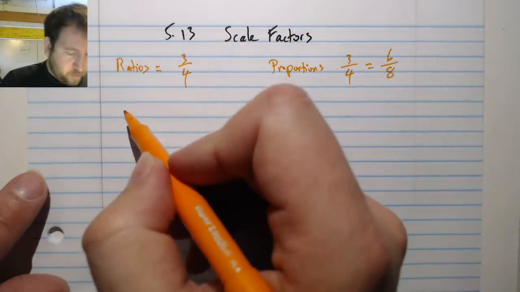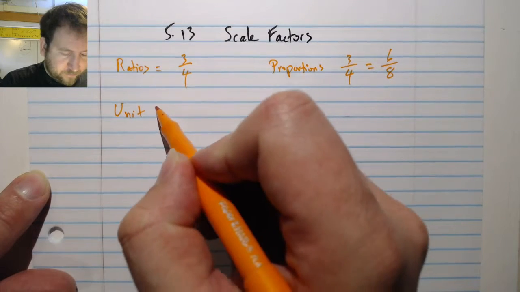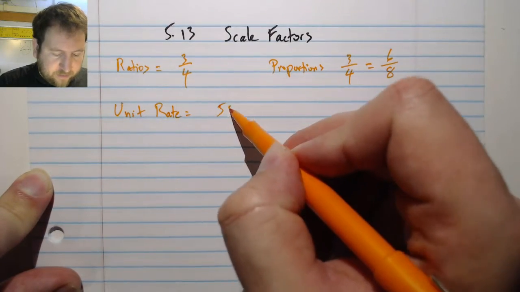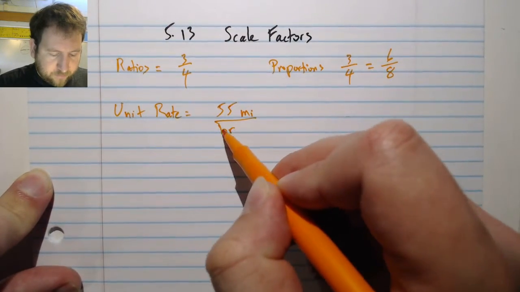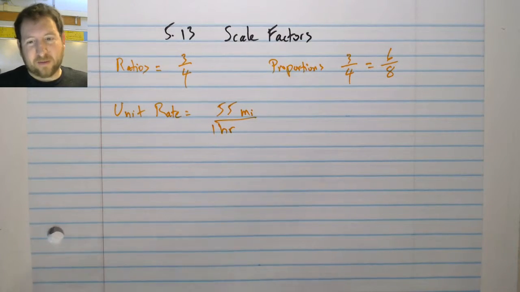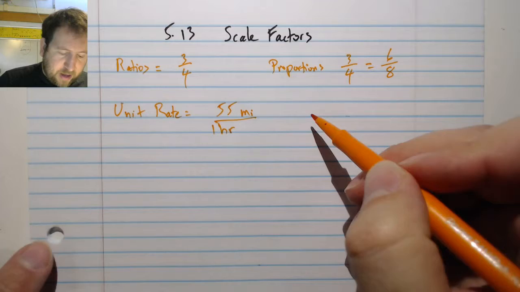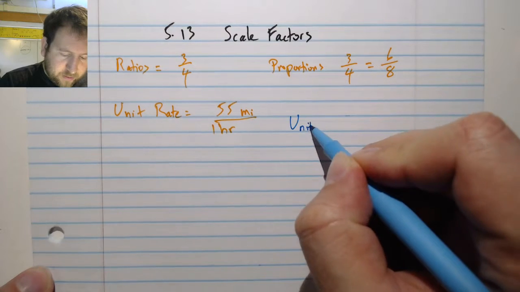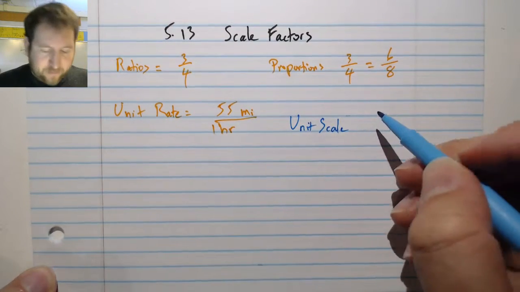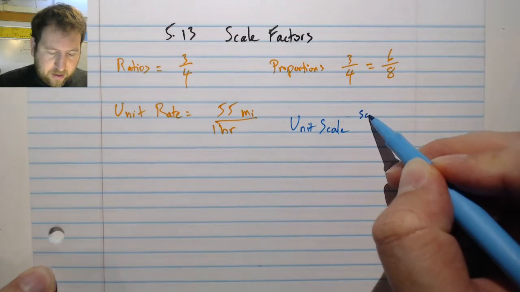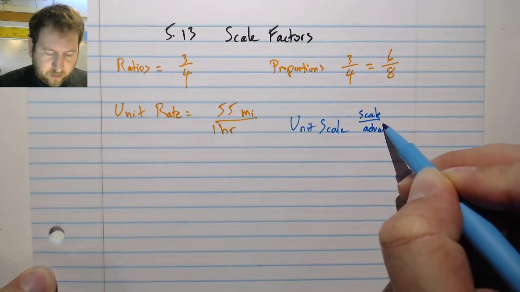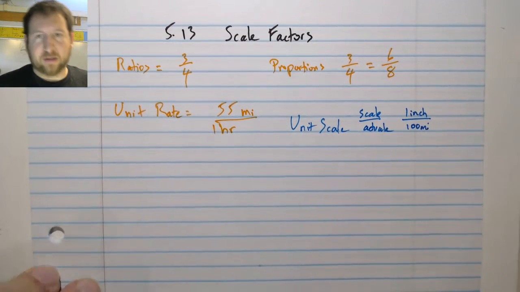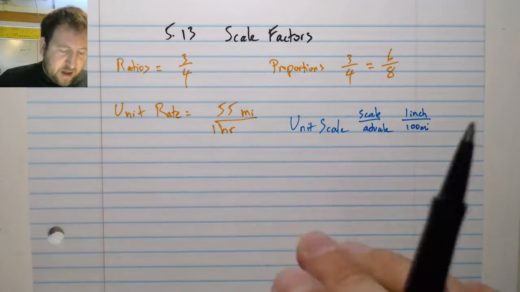And then we've decided that we can have our unit rates. And that is really just a rate where one of them is equal to 1. So if I say 55 miles per hour, that 1 hour is on the bottom, so it works out. And we were having unit scales before, and that was saying that, like, if we have our scale to actual, we often have like 1 inch is 100 miles. Today, though, we're going to be talking about scale factors.